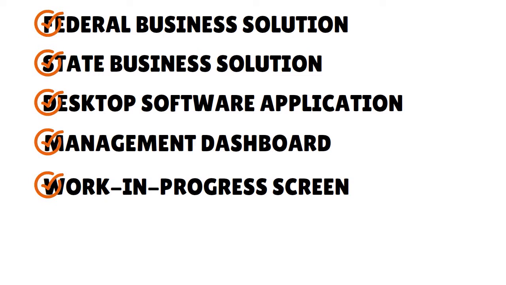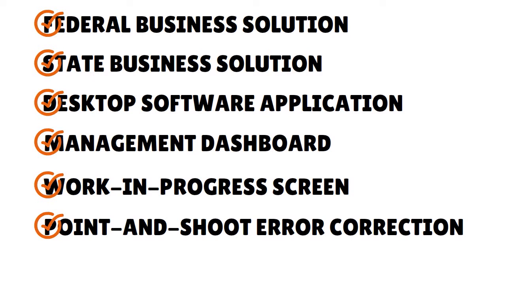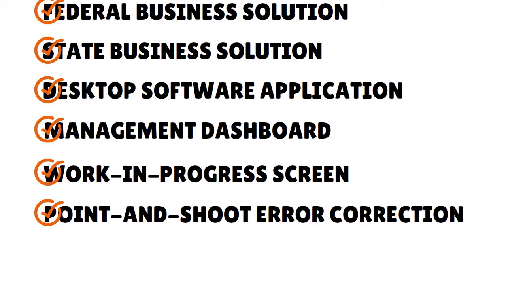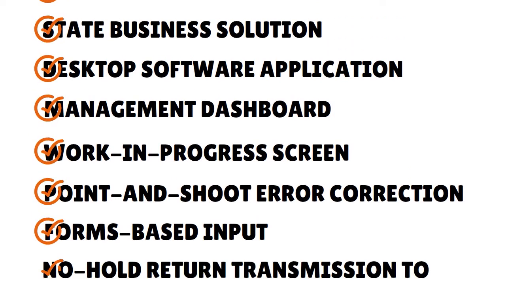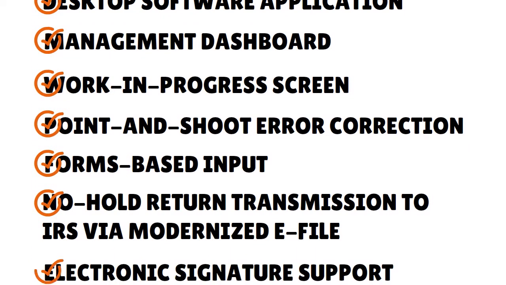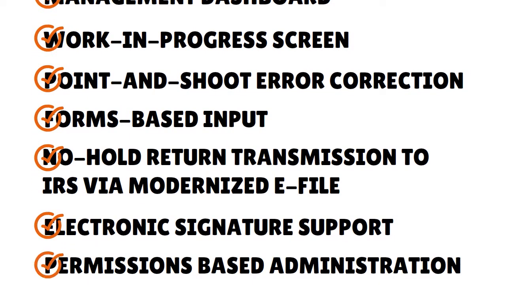You're able to use their point and shoot error correction module to really correct all the possible errors in your filing process. This is really good. And we love the fact that this is also a forms-based input software, which is really, really easy. And they do have a no-hold return transmission to the IRS via what they call a modernized EFOP. Now, we have actually reviewed their modernized e-file. It is indeed modernized. It is indeed very, very sophisticated. I'm not talking about the IRS modernized e-file, but I'm talking about the conduit through which CrossLink business supplies the businesses to the IRS. They also have an electronic signature support. This is really good. They do have permissions-based administration. So when you think about CrossLink business, you want to think about an all-in-one solution.